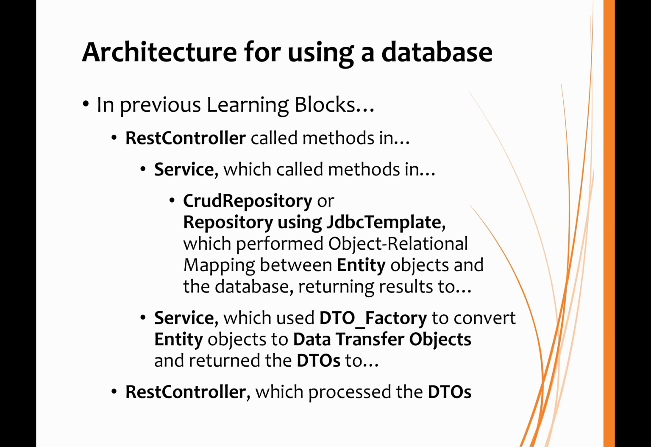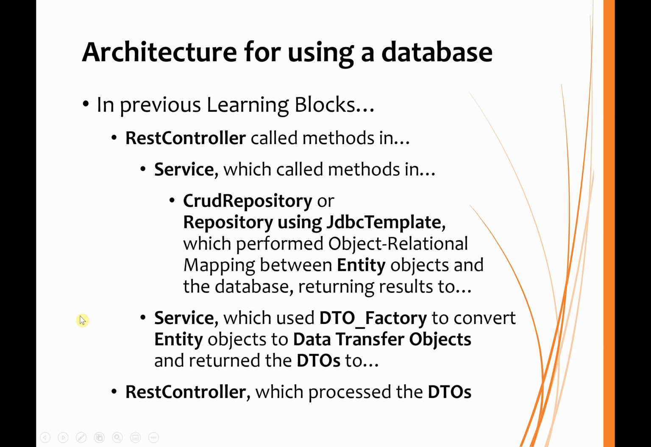So far in this module, what we have used as an architecture has been fairly good. We start off with REST controllers that call methods in services, that call methods in either a CRUD repository or just in a repository that uses JDBC template. And this repository, whichever form it is, will perform object relational mapping between the entity objects in the program and the database. These methods in the repositories will return results back to the service. And in our examples, we've been using a DTO factory to convert the entity objects to data transfer objects, and then return those DTOs back to the REST controller for processing. And this has been quite a good architecture.